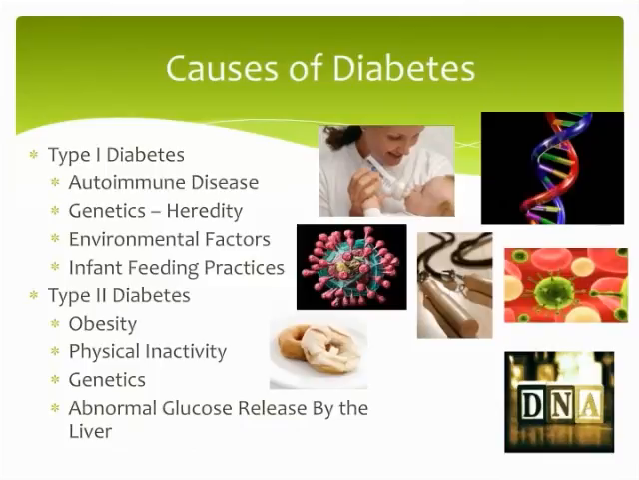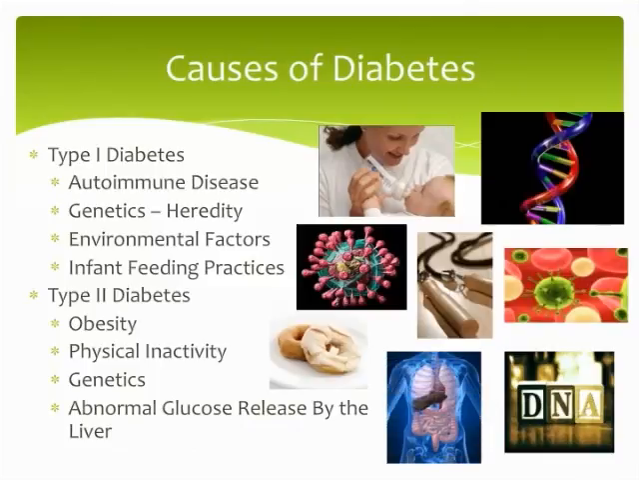The liver stores excess sugar that is not utilized by the cells. If the liver does not work properly, sugar may not be stored appropriately in the liver, or glucose may be released back into the blood, thereby raising blood sugar levels.